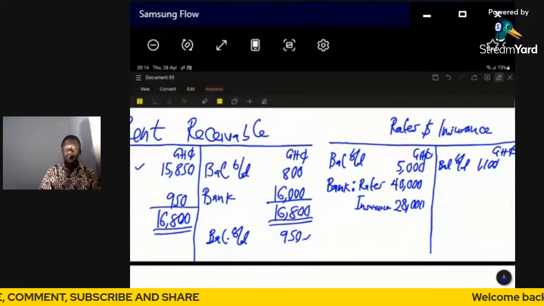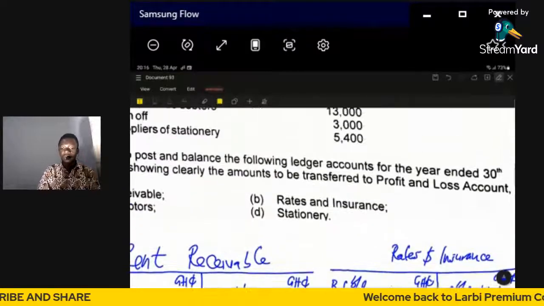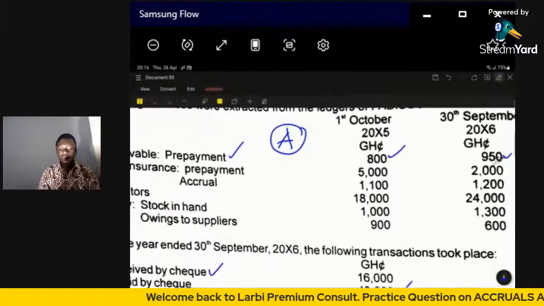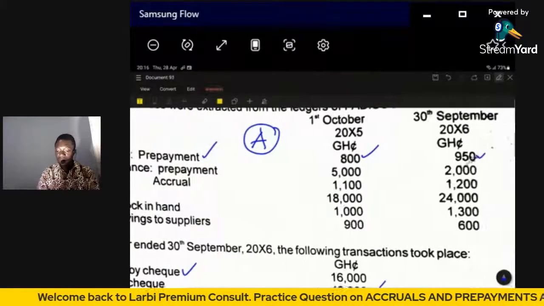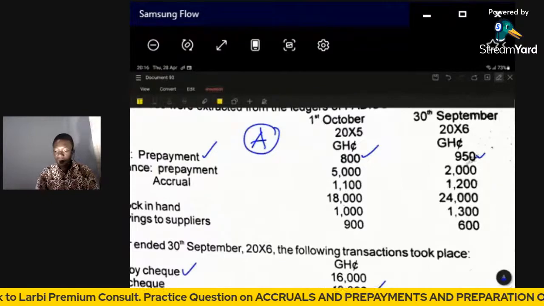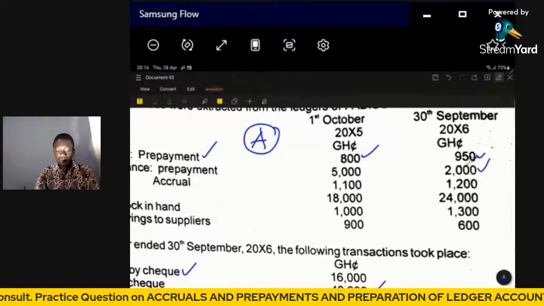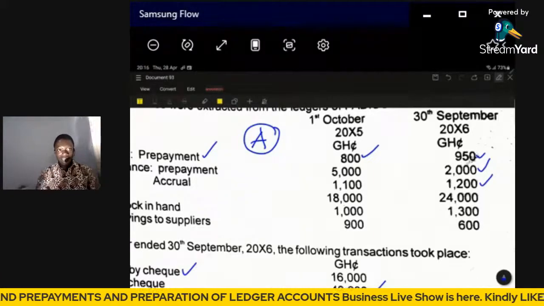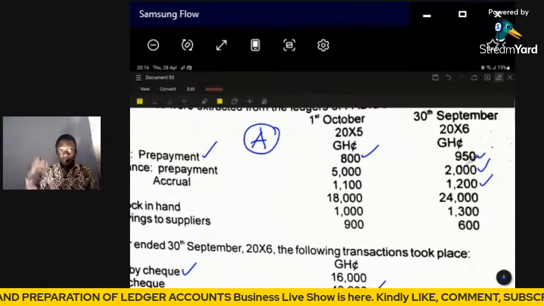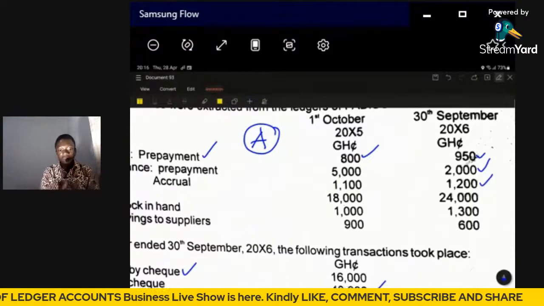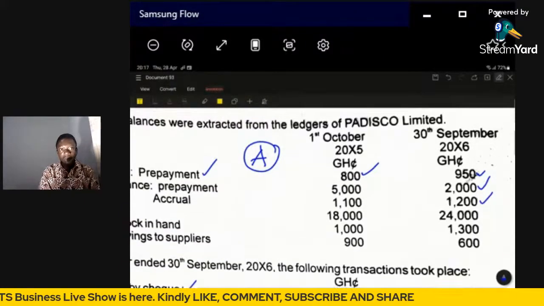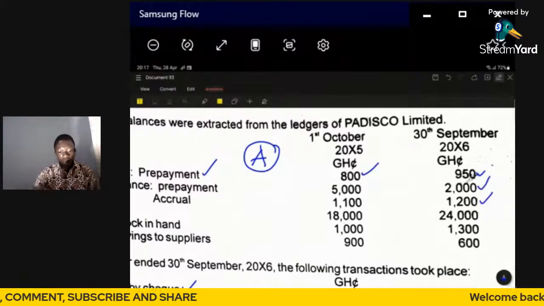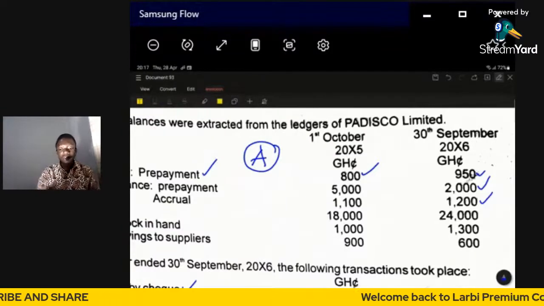Once we are done with this, we move on to the closing. What was the closing balance? Was there any closing balance for rate and insurance? Yes, of course, there was a closing balance for prepayment as well as for accrual. So you have a prepayment of 2,000 and accruals of 1,200. At the year end, we have an amount that we have prepaid for which we haven't enjoyed the benefits, so it becomes a current asset to Padisco Limited. But we also have some amount that we owe, for which we have enjoyed the benefit but haven't paid, so that becomes a liability to Padisco.